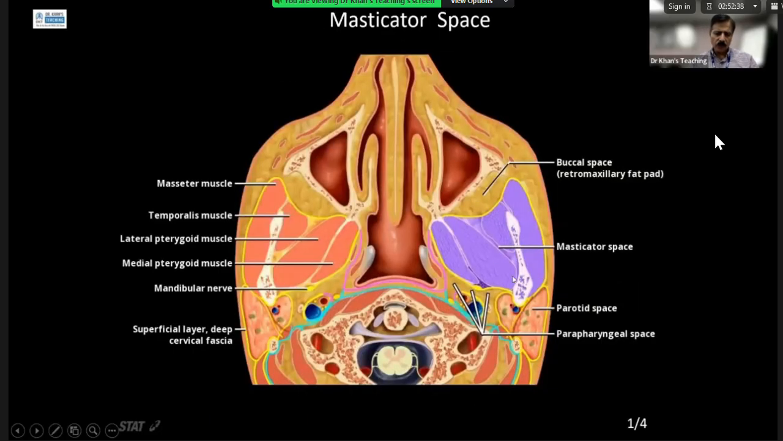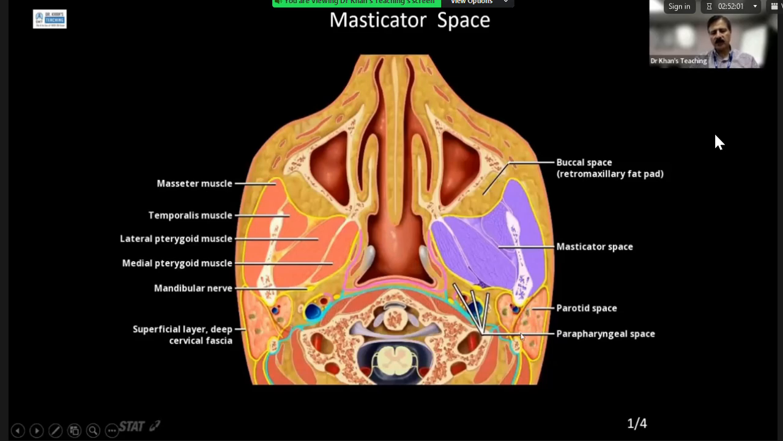So this purple space for you is the masticator space, and you can see that this is the mandible. Surrounding them are the muscles of mastication, and all of this is included in the masticator space. Anterior to that is a space which is the space in your cheek. We call it the buccal space, otherwise it's not very important. You should just understand that this is the fat around the cheek.